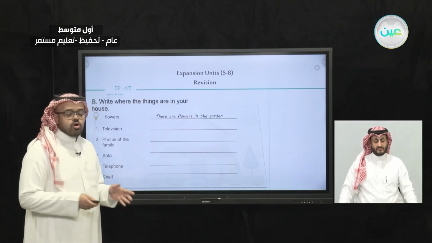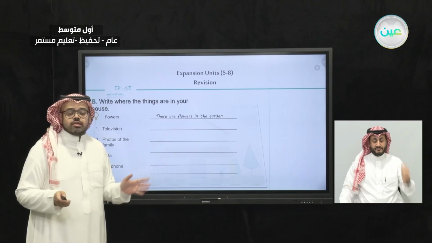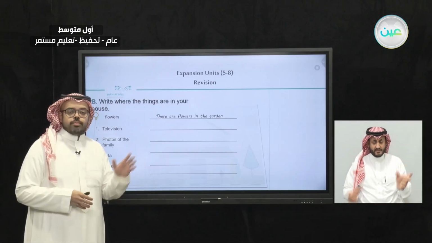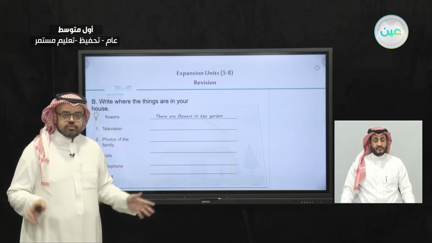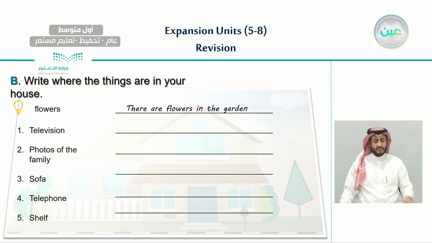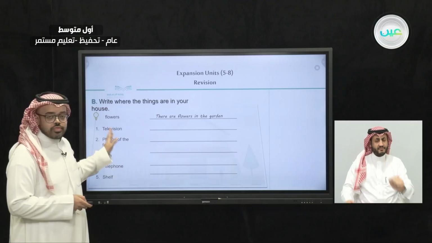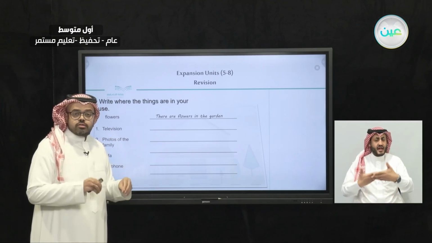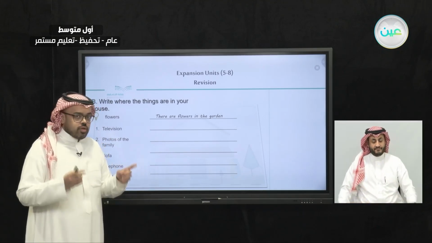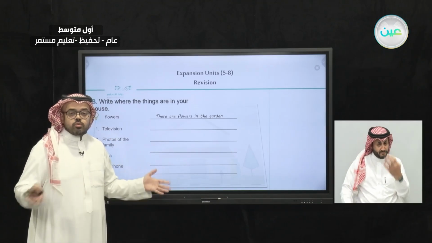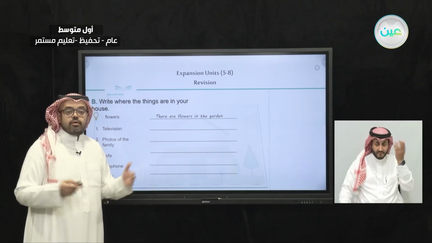A quick revision on our last lesson. Last lesson we had different interesting exercises on page 72 and 73. One of those exercises was to write where things are in your house. So here we have a list of things, and all you have to do is just tell us where this thing is. If it's one thing, you start your answer with there is, and if it's more than one thing, you start your answer with there are.